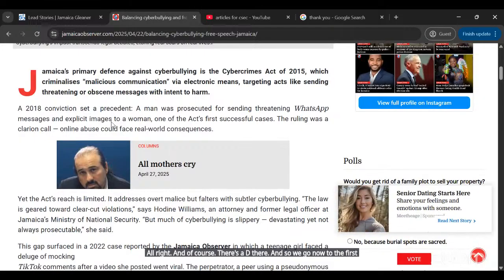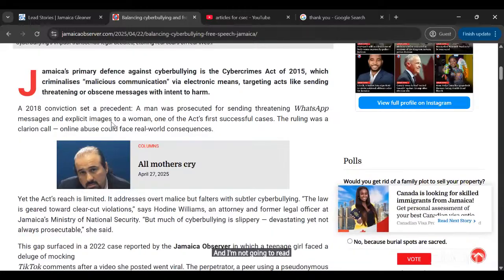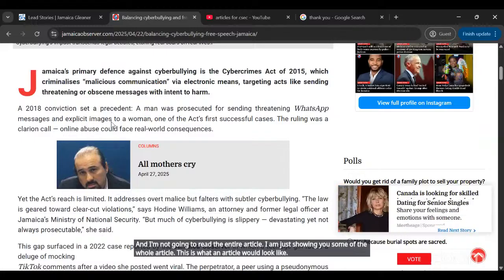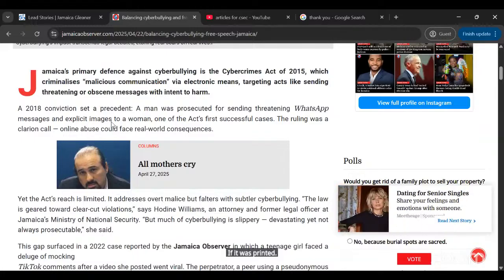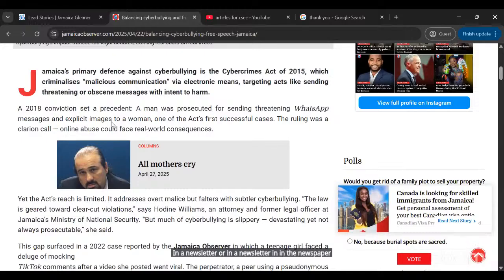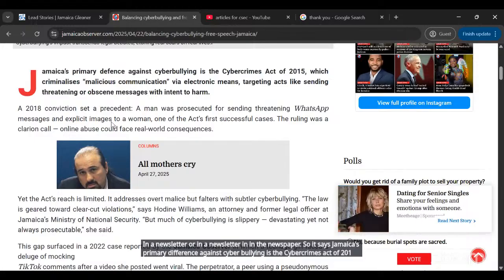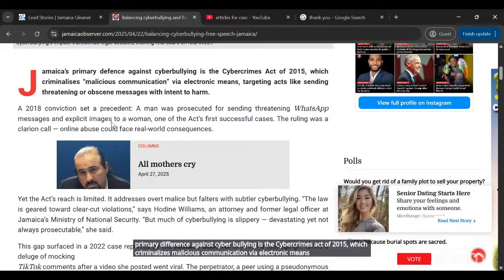This in bold is the part of the introduction. And I'm not going to read the entire article. I am just showing you how the article would look. This is what an article would look like if it was printed. All right. Take out all of the different pictorials and just imagine it on a page in a newsletter or in the newspaper. So it says Jamaica's primary defense against cyberbullying is the Cyber Crimes Act of 2015, which criminalizes malicious communication via electronic means targeting acts like sending threatening or obscene messages with intent.